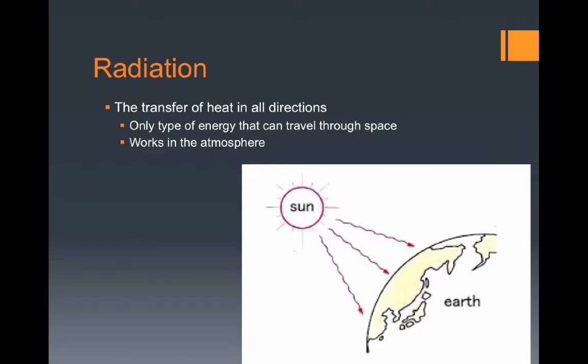And our last type, that we're going to spend the most time talking about today, is radiation. Radiation is how the sun heats the earth. It transfers heat in all directions. So although we have it coming down here, the squiggly lines represent all directions. So it'd be scattered all out. It's the only type of energy that can travel through space.